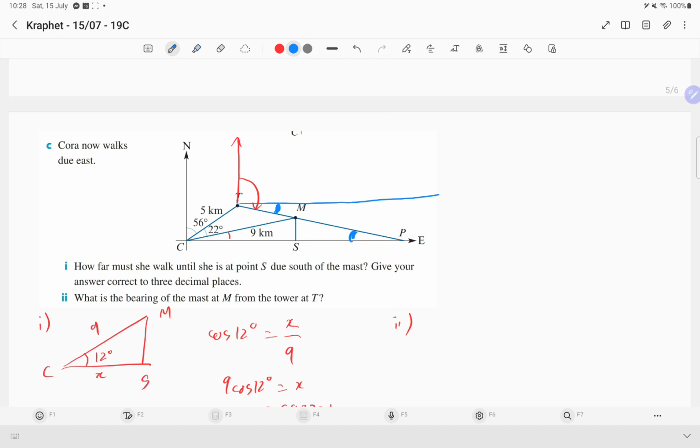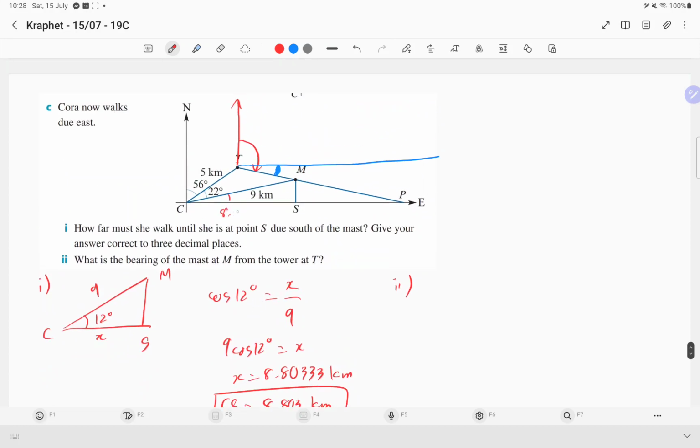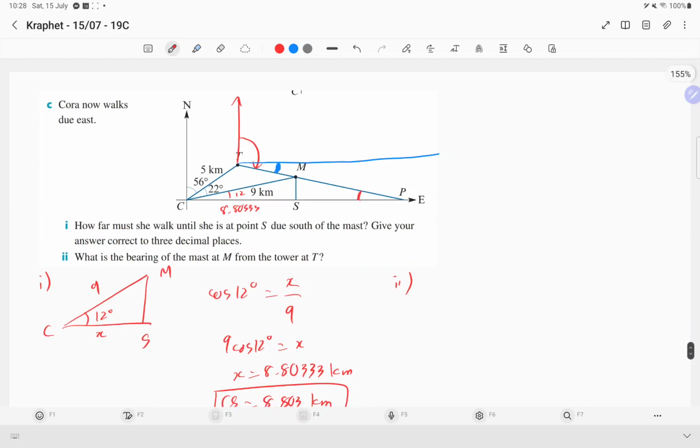Okay, alright. So we found CS to get to the south of the mast will be 8.803, so 8.80333. And then we know the angle here is 12 degrees. How do we find, because if we can find this angle, it would just be that tiny angle there, and you add up to 90, you get the bearing, right? Yeah, but how do we find that angle, P? I don't know. Just redraw that triangle there? Let's redraw that triangle.